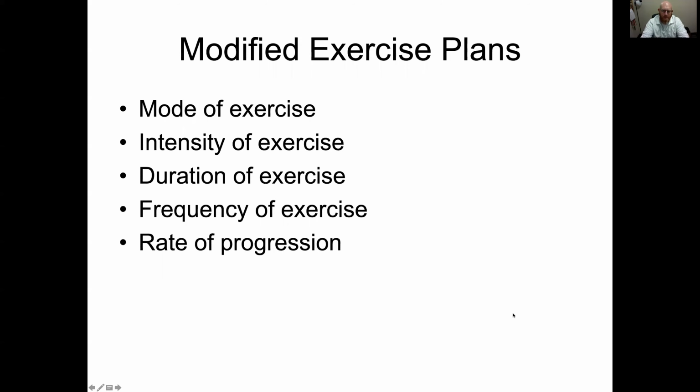In an exercise plan, really not just a modified one, you're going to have the mode of exercise, intensity of exercise, duration of exercise, the frequency of exercise, and the rate of progression. So what type of exercise are you doing? How hard are you doing it? That's the intensity. How long are you doing it for? And how often are you doing it? That's what you're talking about on your plan, and that's something you can come up with for basically anyone you're working with in an exercise setting.